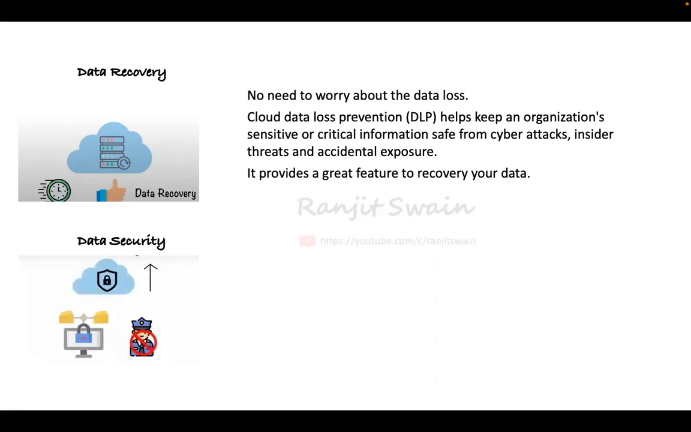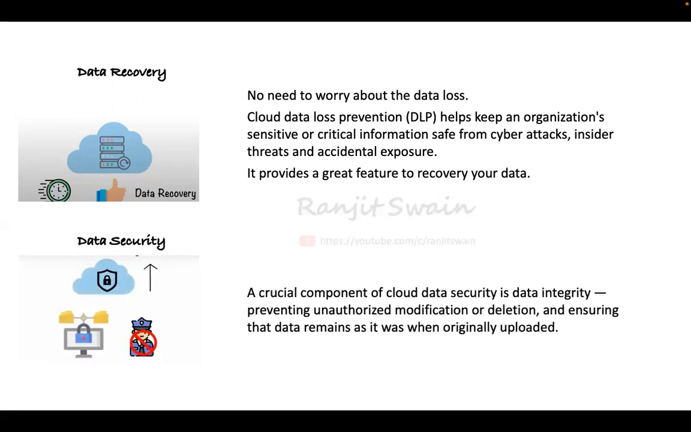Next one is data security. A crucial component of cloud data security is data integrity: preventing unauthorized modifications or deletion, and ensuring that data remains as it was when originally uploaded. So see, what are the benefits we are getting from the cloud? That's why it is so popular in the market.